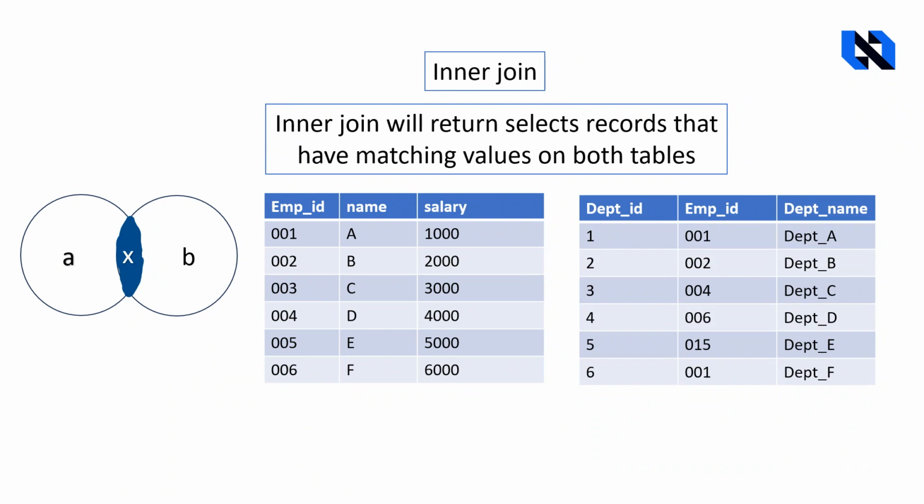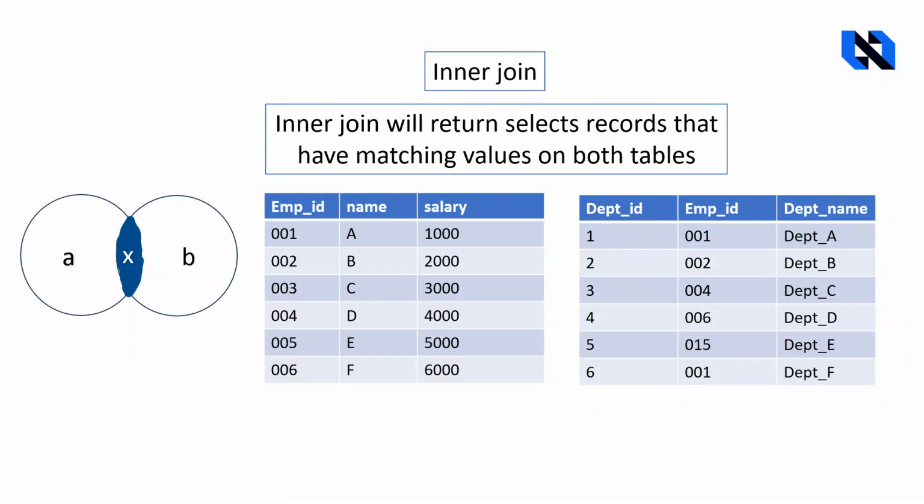This employee ID can either be a primary key on any of the tables or a foreign key on any of the tables, or both. In this case, the employee ID is a primary key in the employees table, while the employee ID is a foreign key in the department table. Now, I can return matching data from both tables based on the employee ID.